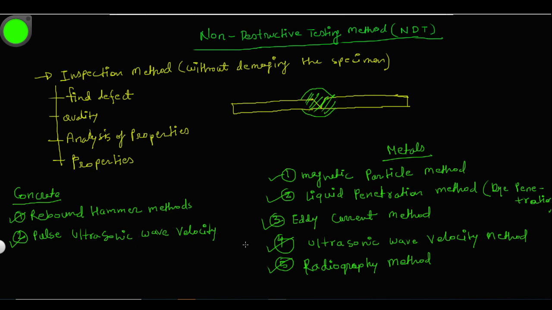And why do we inspect a specimen? To find the defects, what the quality is, and analyze the properties of the specimen. So one by one we will discuss these methods. Let's start with the non-destructive testing methods for metals. The first one is the magnetic particle method. These are non-destructive, without breaking the specimen we are doing the inspection. Okay, so let's start.